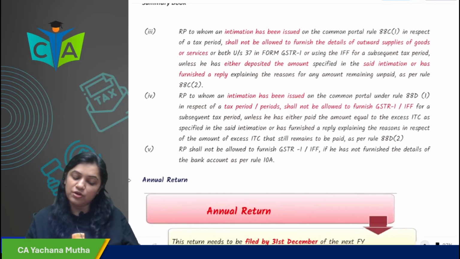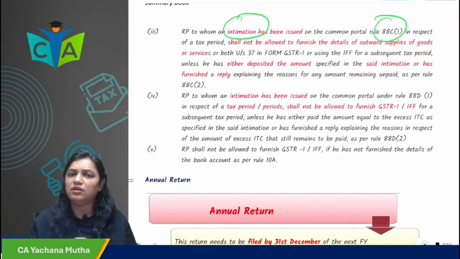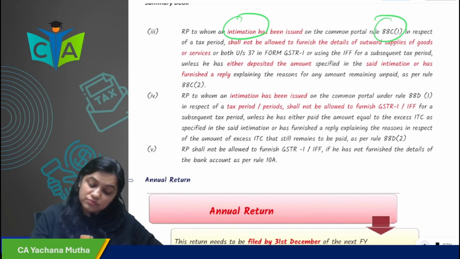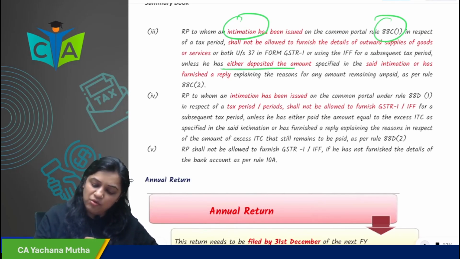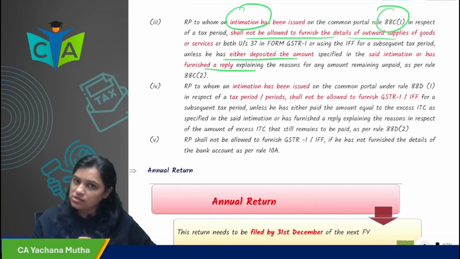Of last quarter you have not furnished 3B. Then an intimation has been sent under 88C. 88C we would be seeing in detail in some time. So intimation has been sent to you in 88C, and you have neither deposited the amount nor furnished a reply, so in that case also you are not allowed to furnish GSTR1.